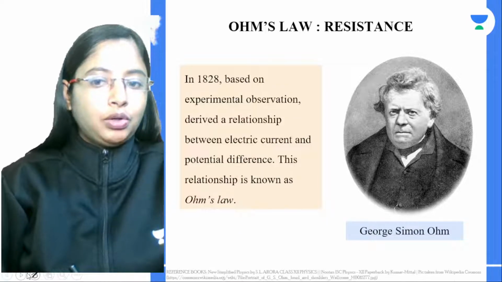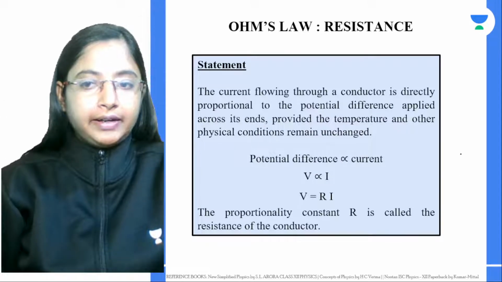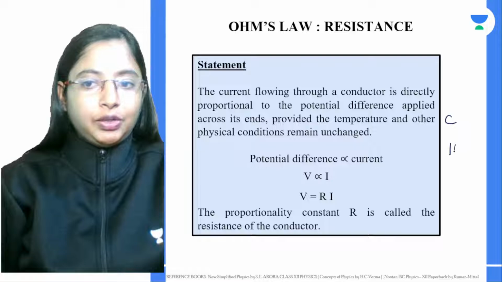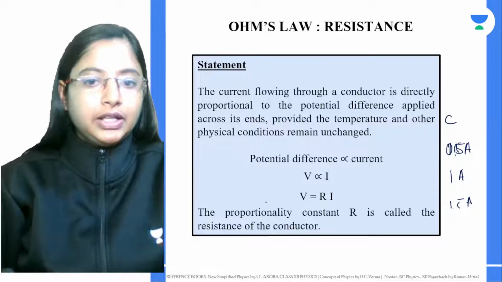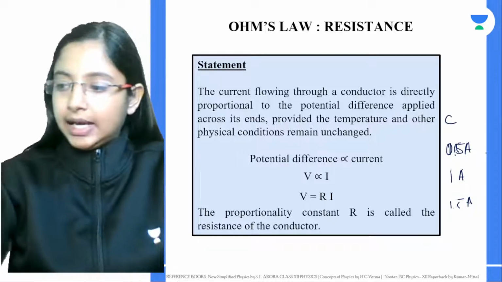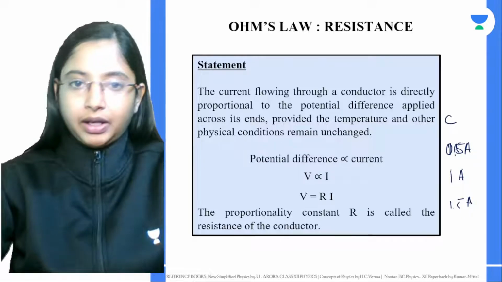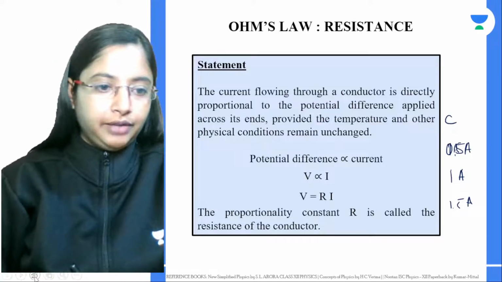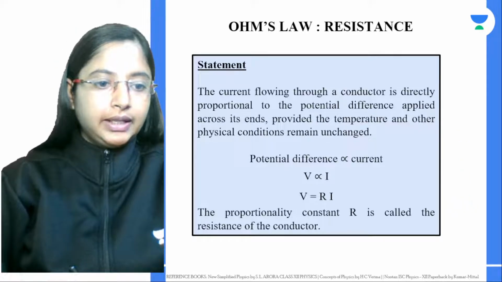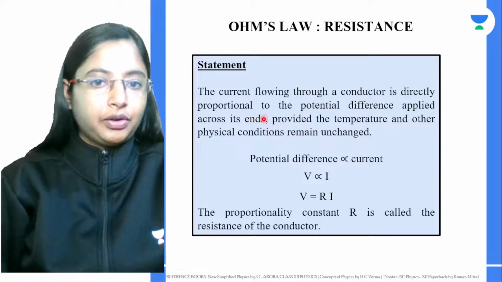What was observed was that as he increased the value of current, let's say 0.5 amp, 1 amp to 1.5 amp, or as he increased the voltage, there was an increase in current as well. So the current flowing through a conductor is directly proportional to the potential difference applied across its ends.